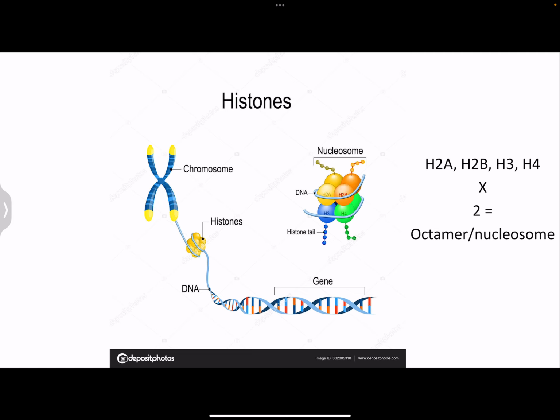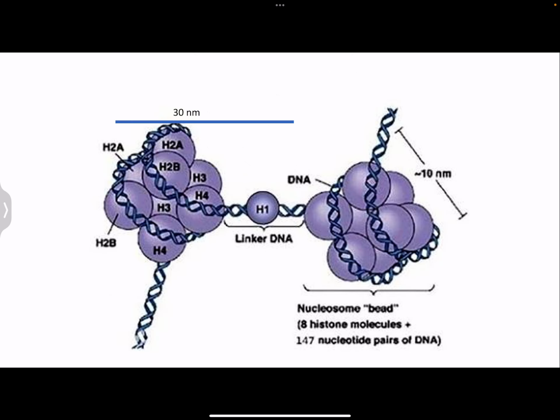And a bit of DNA will have 8 histone proteins around them. So, we'll have 2 H2As, 2 H2Bs, 2 H3s, and then 2 H4s. And so that's why this is an octamer, and an octamer is really just a nucleosome. And there is technically a 9th histone protein that links between nucleosomes. So again, 8 histone proteins with DNA wrapped around it is a nucleosome.